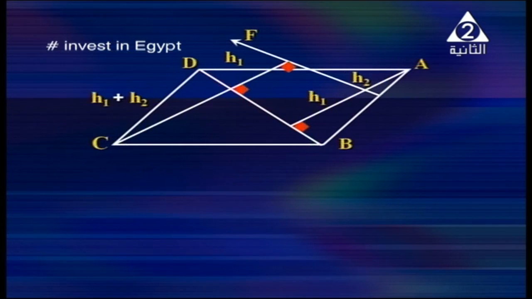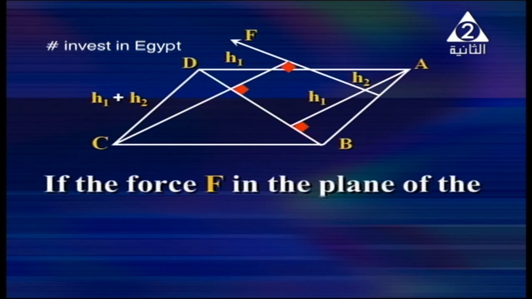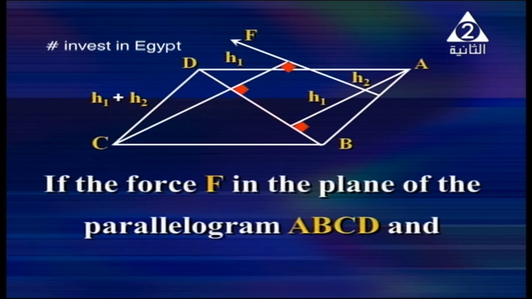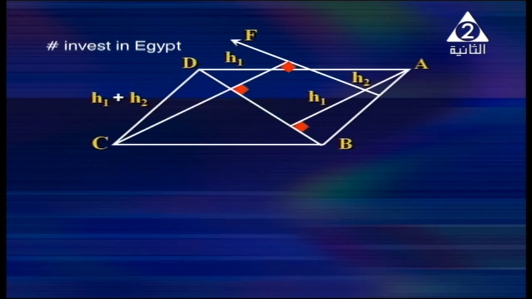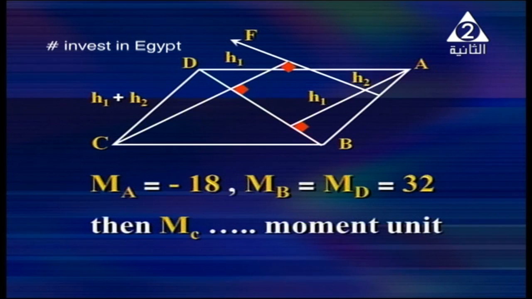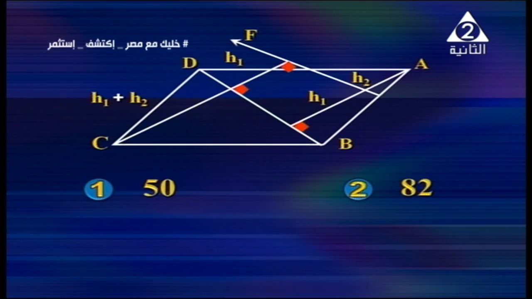After that, let's move to another example. Look, if the force F is in the plane of the parallelogram ABCD, and the moment about A equals -18, the moment about B equals, the moment about D equals 32. What is the moment about C? Choose the correct answer: 50, 82, 64, or 14.